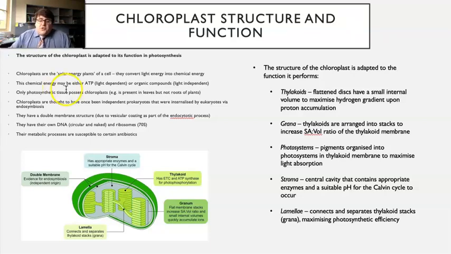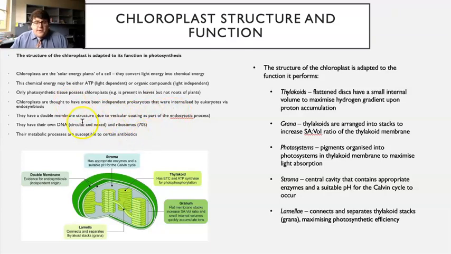Only photosynthetic tissue possesses chloroplasts. So, for example, it's in leaves, but we can't find it in roots because they don't have photosynthetic tissue in the roots of plants. We believe that chloroplasts have once been independent prokaryotes. That's endosymbiotic theory that we talked about in topic 1. But they were internalized by eukaryotes via endosymbiosis.